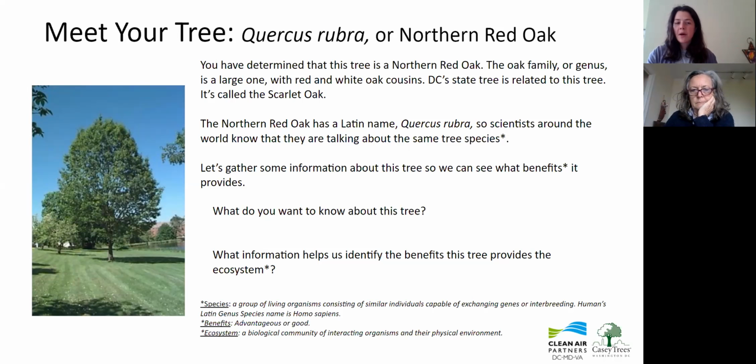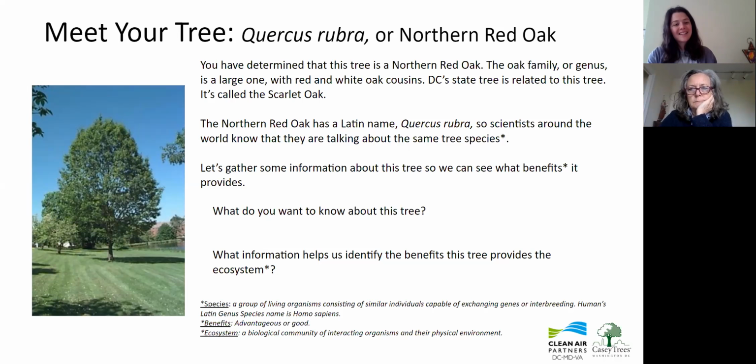So now that we know a little bit about the name of this tree, what does this tell us about the tree? Why would we want to know the species? Well, we can gather more information about this tree based on the benefits it provides its ecosystem. Different types of trees provide different benefits to their ecosystem, or community of living and non-living things.